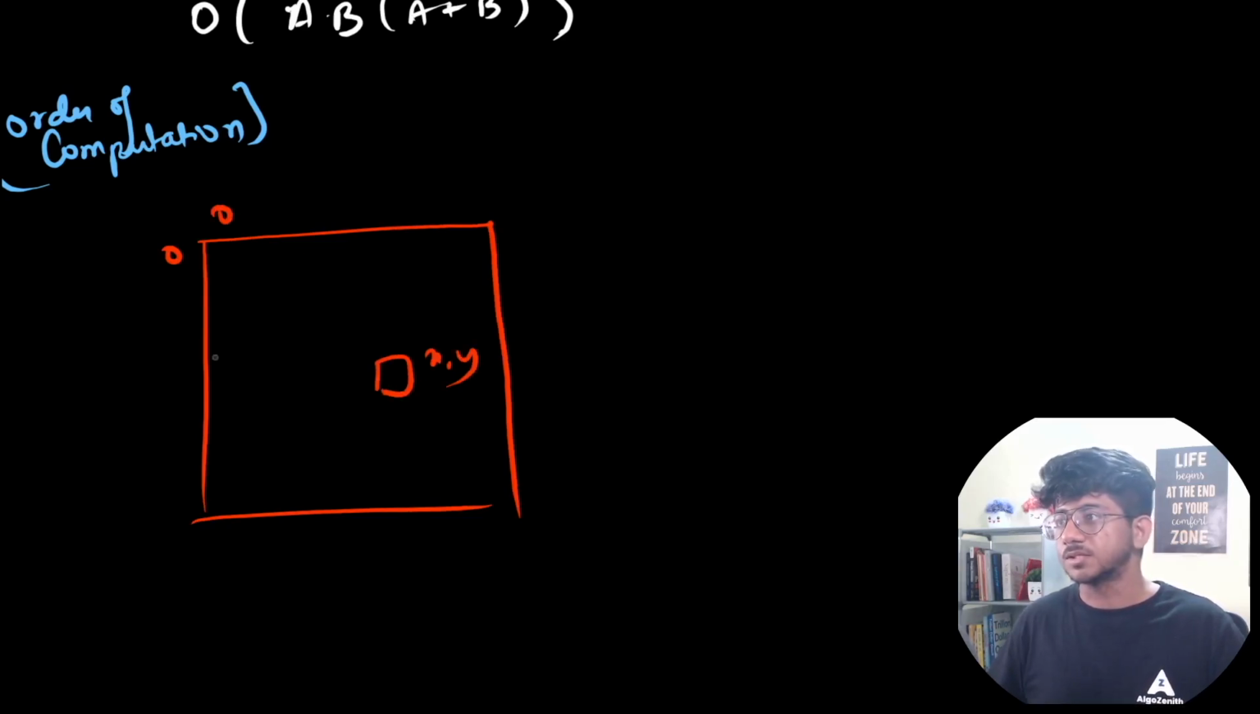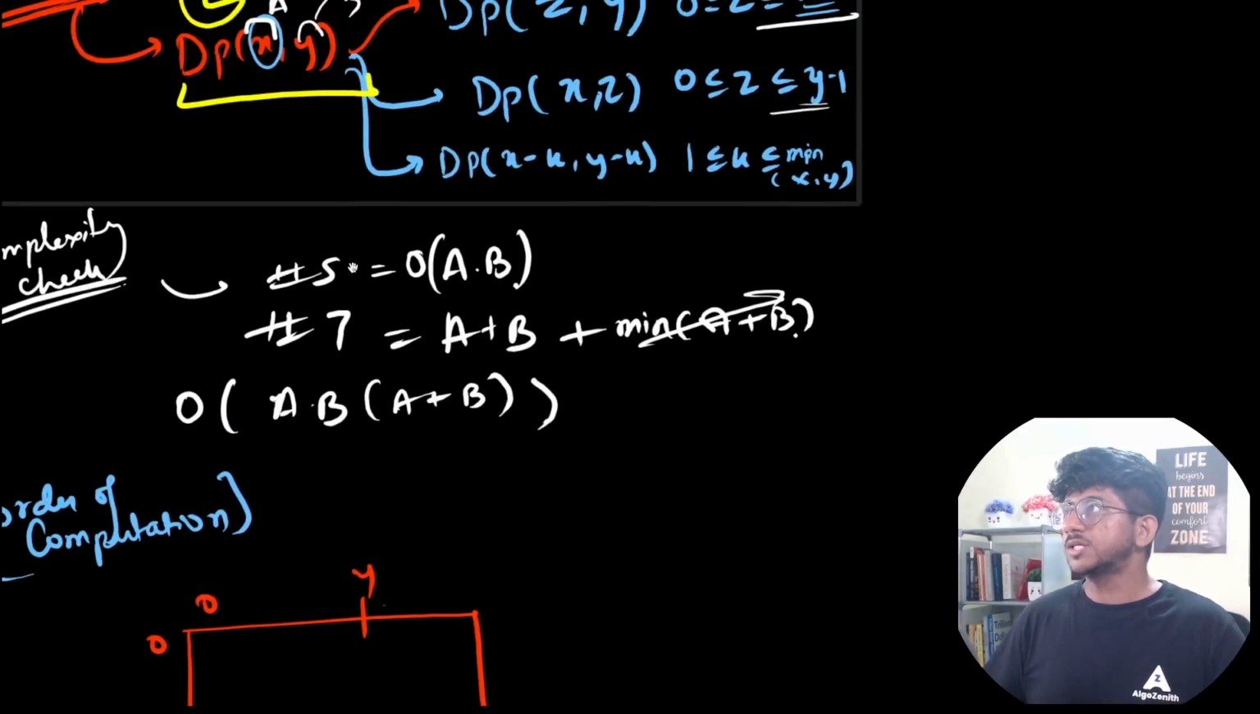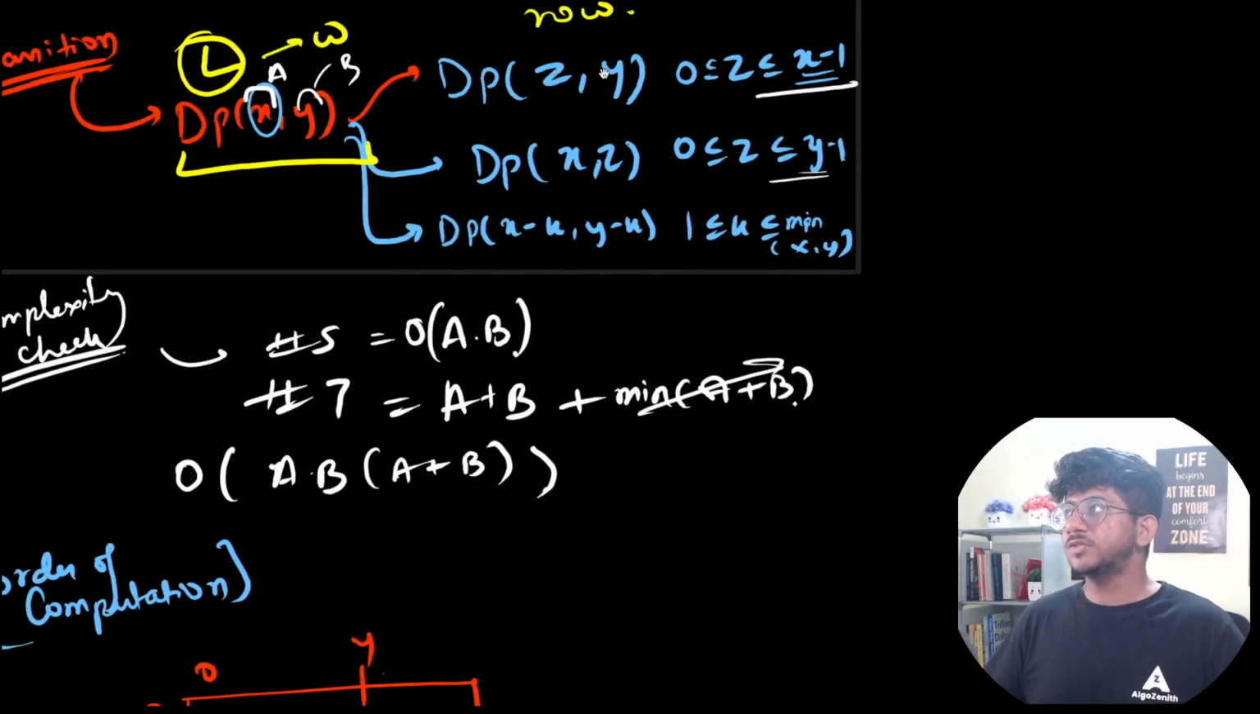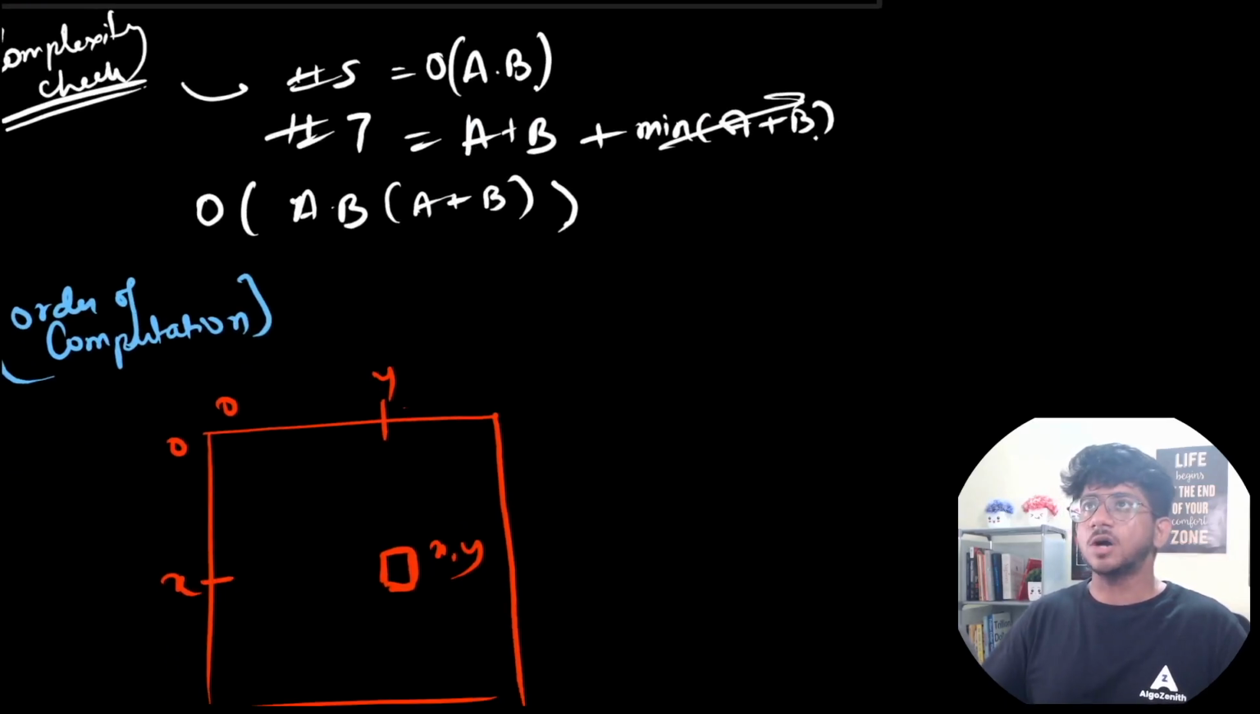Okay, this is the row number x, this is the column number y, this is the cell, and this is where we are going to save the value. Now to compute the value at this cell, we need to know certain other values. What are the other values? For this cell, we need to know the value of z comma y, where z is less than x, the row is less than x, and the column is equal to y.